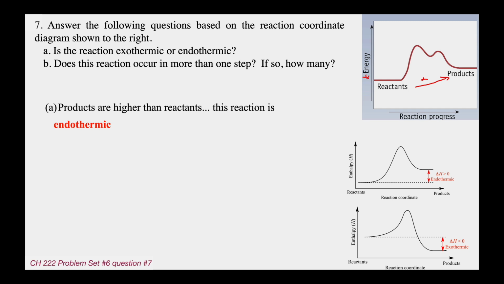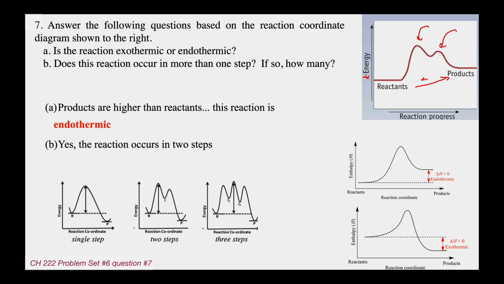So one cool thing here is you can quickly see if a reaction is going to be endothermic or exothermic. Look at where reactants and products lie. Now, the second part says, does it occur in more than one step? And if so, how many? Each one of these humps in the graph is a step. And in a mechanism, which we'll start talking about here, we would say that this was a two-step mechanism because there's these two humps, all right? So yes, this reaction is going to occur in two steps.